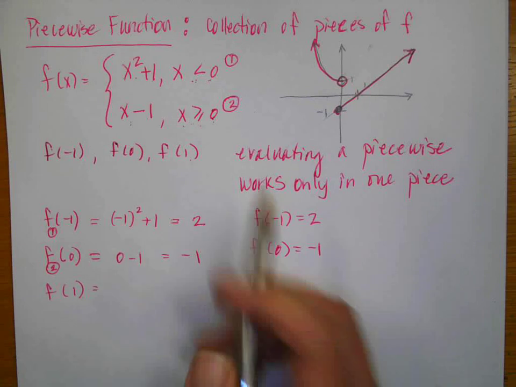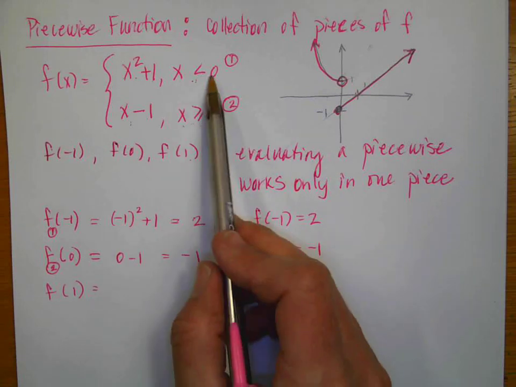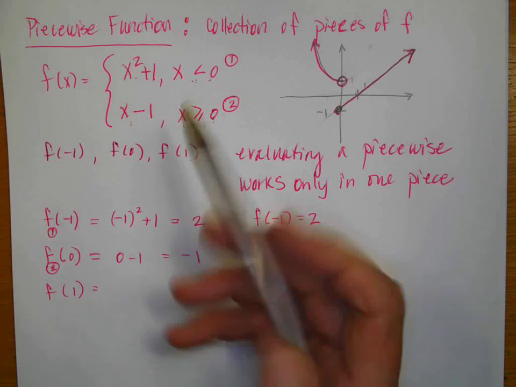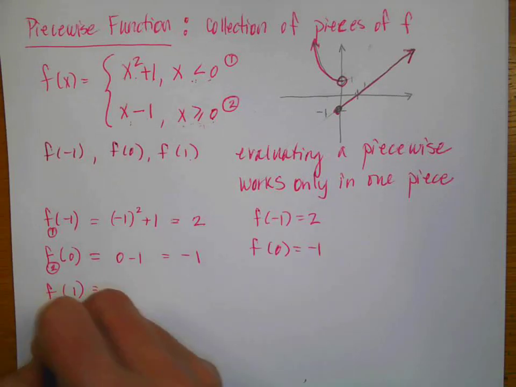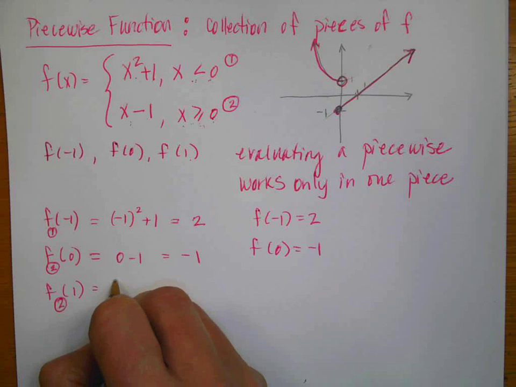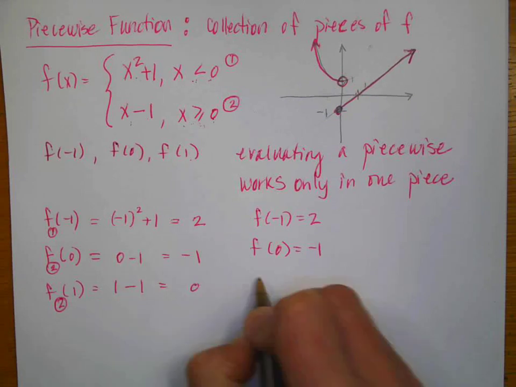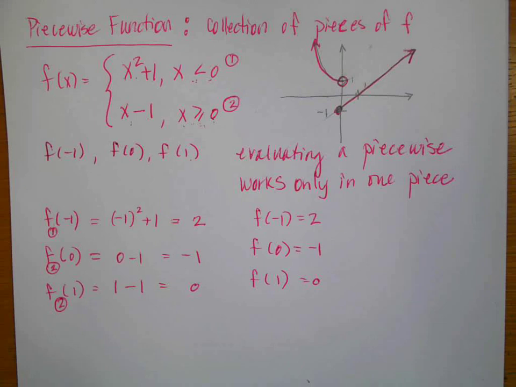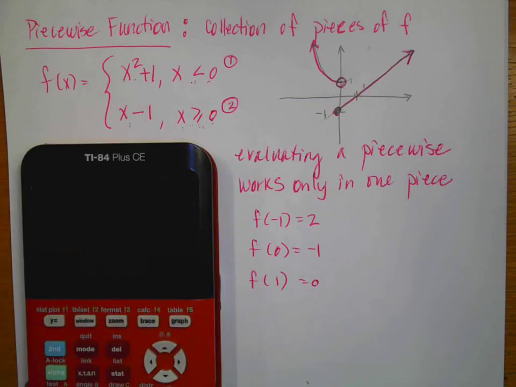The next one that I want to evaluate is f of 1. Okay, and if I look back here, 1 is not less than 0, but 1 is greater than 0. So I'm going to, again, evaluate it in equation 2, and I'm going to have 1 minus 1, which is 0, and then I report nicely, and there's my 0. So when you are evaluating a piecewise function, you have to be really careful to make sure that you evaluate it only in one equation.